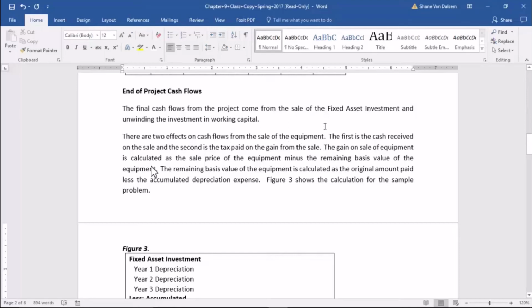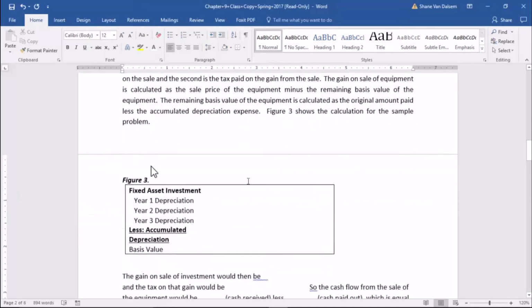So I want to make it clear here, you're not paying tax on the sale amount, you're paying tax on the gain on the sale. The gain on sale of equipment is calculated as the sale price of the equipment minus the remaining book value of the equipment. The remaining basis value of the equipment is calculated as the original amount paid less the accumulated depreciation expense. Figure 3 shows the calculation for the sample problem.